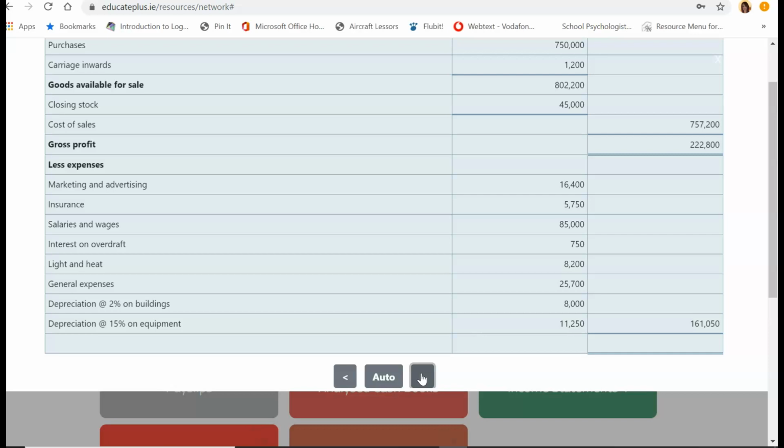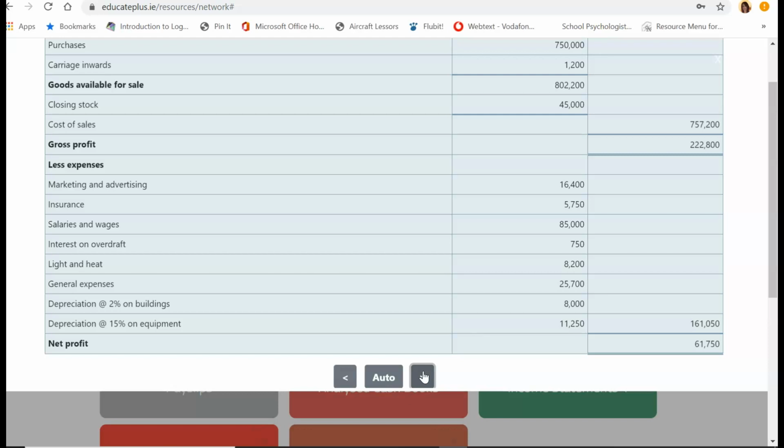You add all your expenses together and write the answer in the third column. That gives me 161,050. And then you minus it from our gross profit, which gives me a net profit of 61,750. We're going to use that figure again in your financed by section. So that 61,750 is our net profit.